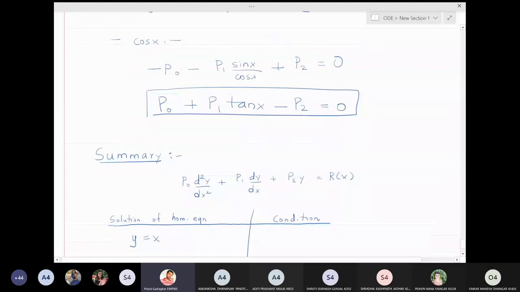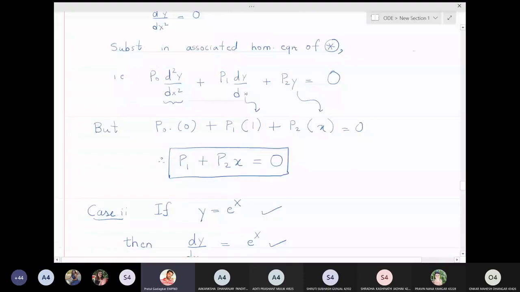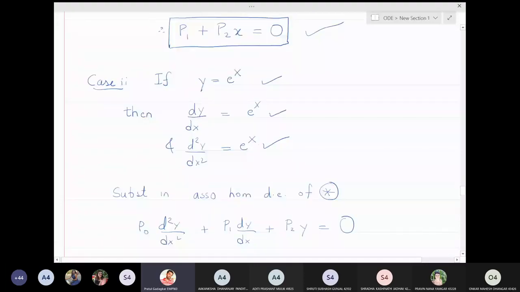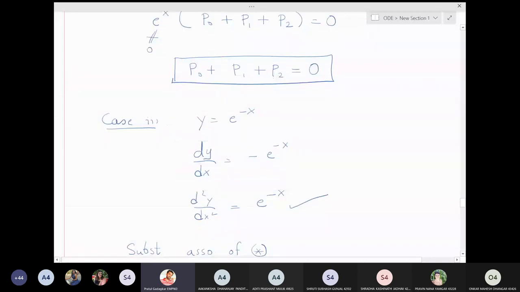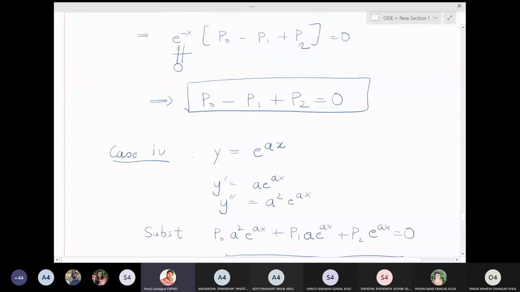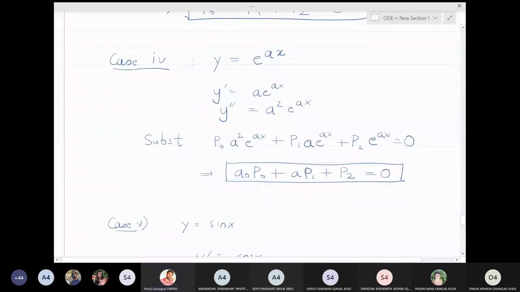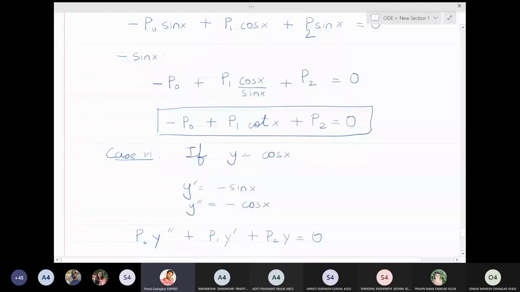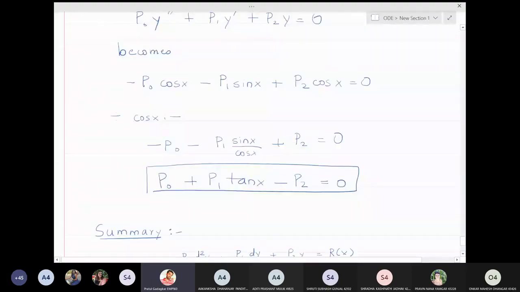If y is equal to e raised to x, what is the condition? The condition is p0 plus p1 plus p2 must be 0. If y is e raised to minus x, the condition is p0 minus p1 plus p2 is 0. E raised to ax, a square p0 plus a p1 plus p2 is equal to 0. For sin x, you have minus p0 plus p1 cot x plus p2 equal to 0, and here you have p0 plus p1 tan x minus p2 is equal to 0. So this is what I'm writing here.